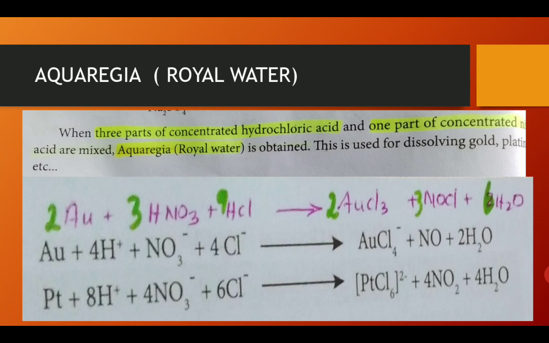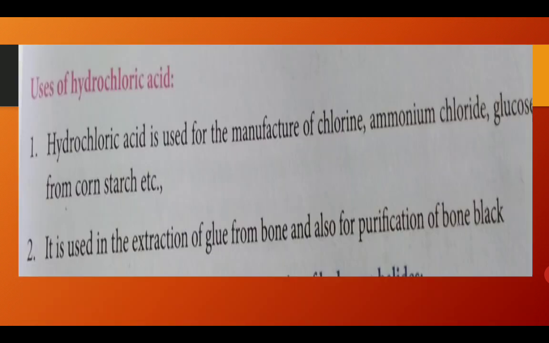Down, if you see the reactions given in the dissociation form, Au plus 4H+ plus NO3- plus 4Cl-, which are all given in ionic form, you get AuCl4- plus NO plus 2H2O. Similarly for platinum, Pt plus 8H+ plus 4NO3- plus 6Cl- gives PtCl6 2- plus 4NO2 plus 4H2O. So this is the reaction for aqua regia, which dissolves gold and platinum. Very important reactions.